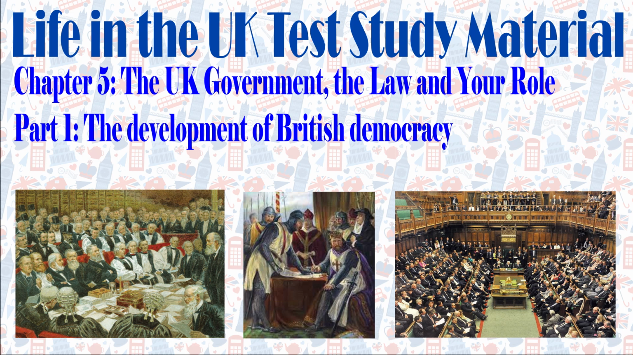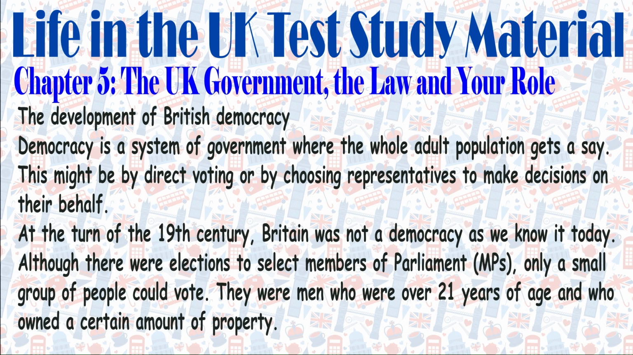Part 1. The Development of British Democracy. The development of British democracy. Democracy is a system of government where the whole adult population gets a say. This might be by direct voting or by choosing representatives to make decisions on their behalf.